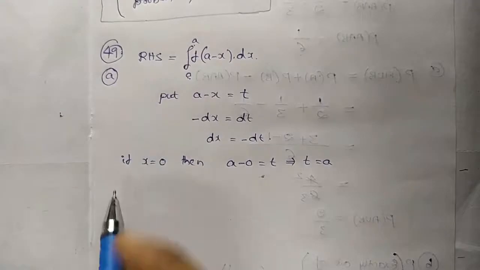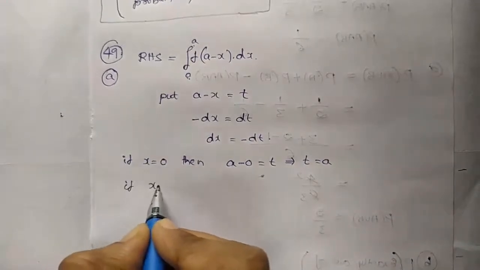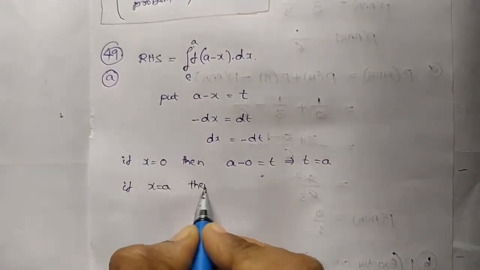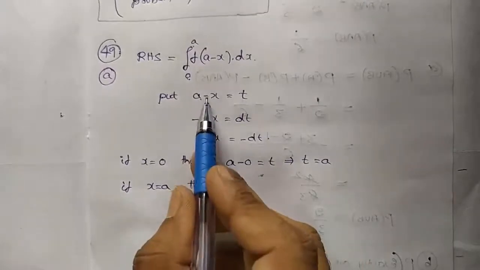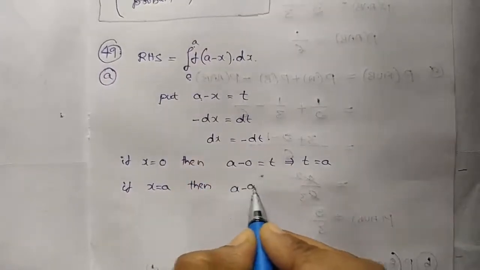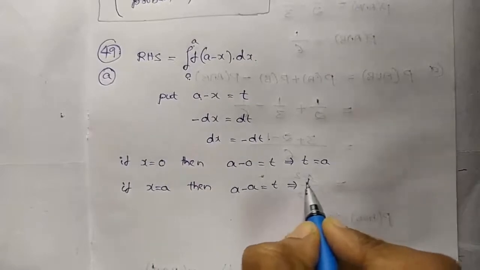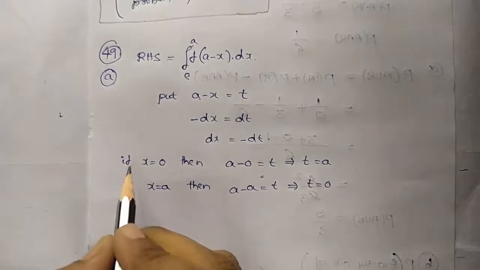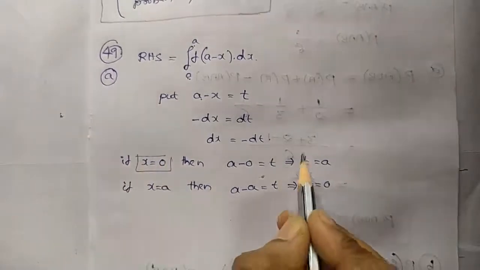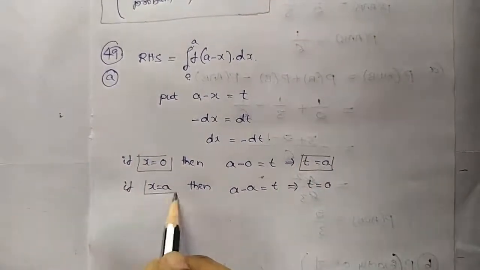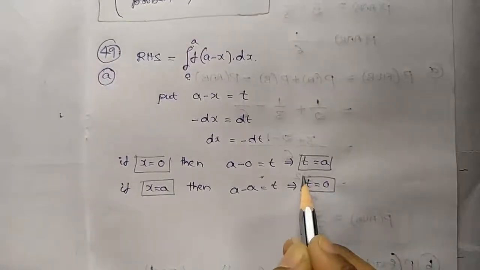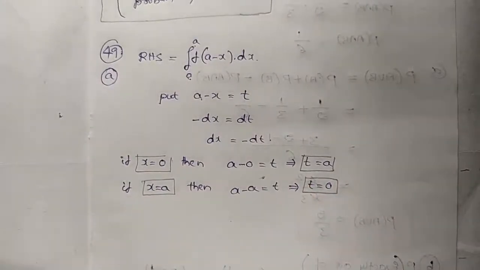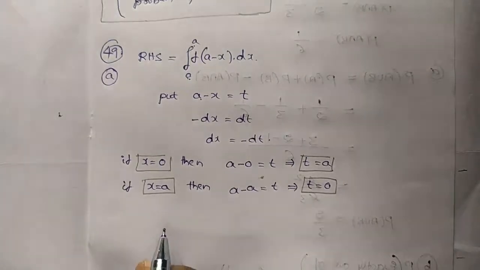Similarly, if x equals a, then what is t? a minus x equals t, so a minus a equals t. Therefore t equals 0. If x is 0, then t is a. If x equals a, then t is 0. Now substitute all these in the RHS part.